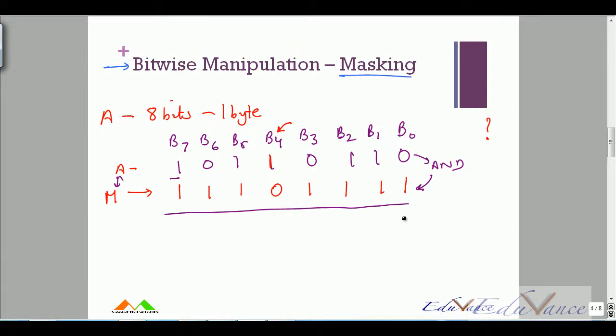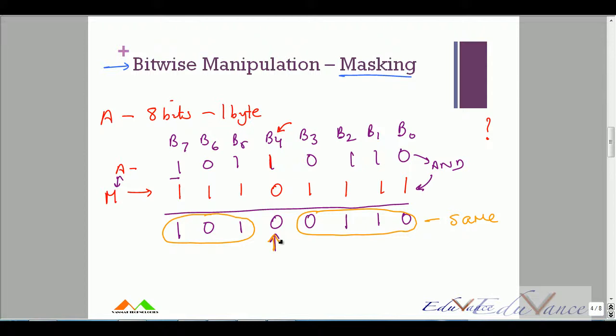0 ANDed with 0 gives me 0, 1 ANDed with 1 gives me 1, 1, 0, 0, 1, 0, 1. So in effect what just happened is that my other 7 bits, which I wanted to remain the same, stayed the same, but this bit, B4, that I wanted to change actually changed. So suppose I want to change it from a 1 to 0 or 0 to 1, I would use a mask and then use the AND operation.